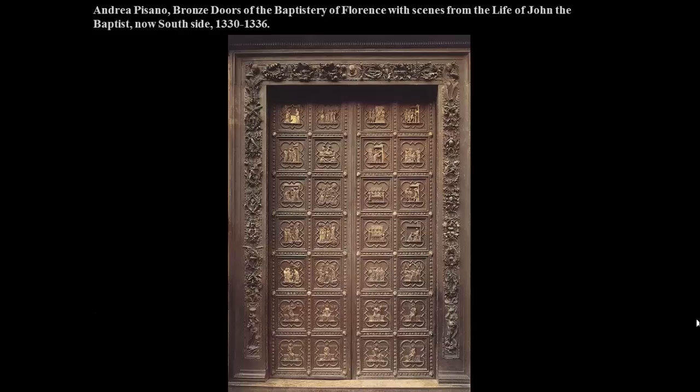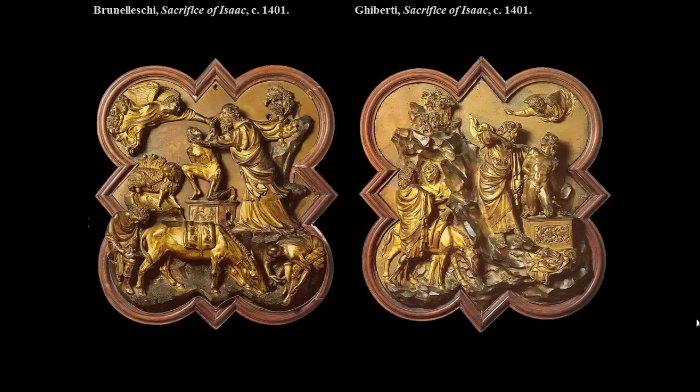the Baptist. Well, the Arte del Calimala decided to hold a competition for a new set of doors. They required all the artists who wanted to submit a panel to do so in this quatrefoil shape, and each one had to present the story of the sacrifice of Isaac. Here I'm showing you the only two of these competition panels that survived, and these are completed by Filippo Brunelleschi, which you're seeing on the left side, and on the right by Lorenzo Ghiberti.